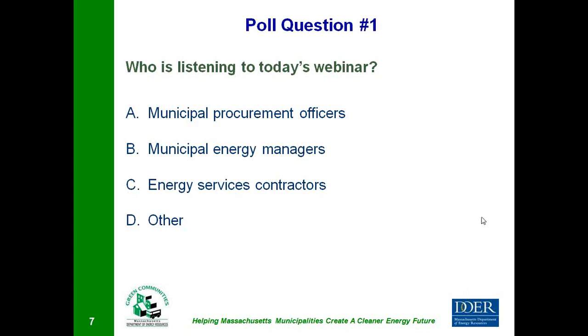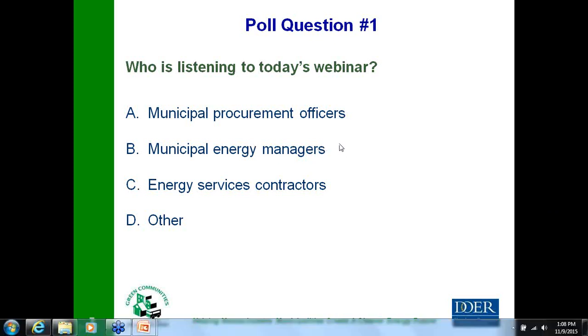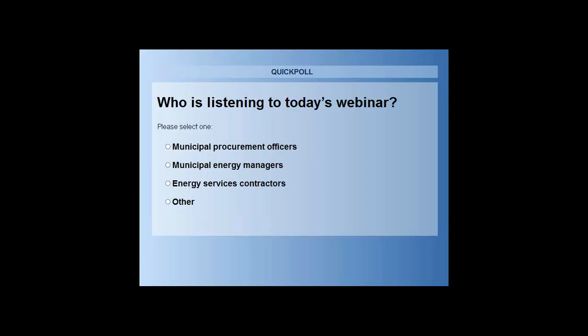With that, we will start off the webinar with a poll question. We'd love to get a sense of who is on today's webinar, and I will hand it over to Charlie Tuttle, who is our webinar technician and makes everything run smoothly, to get the poll going. As you can see, there's a screen up there. All you need to do is click on who's listening today and what your affiliation is: a municipal procurement officer, municipal energy manager, energy services contractor, or something else.